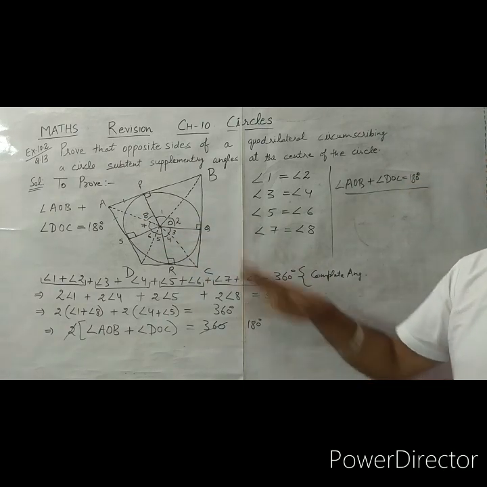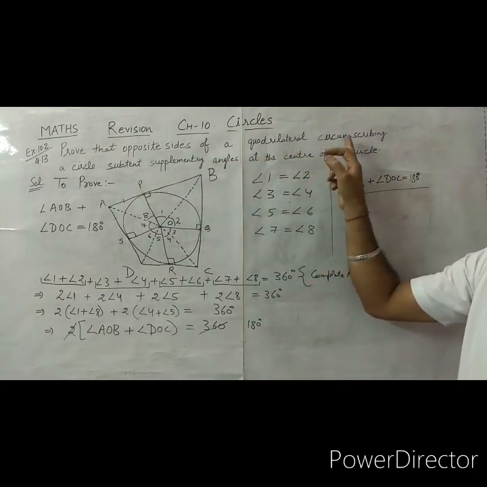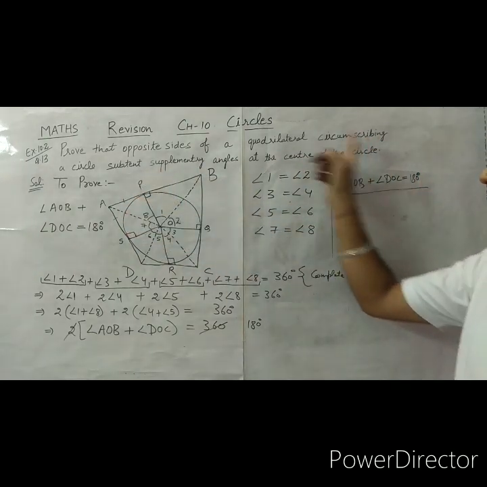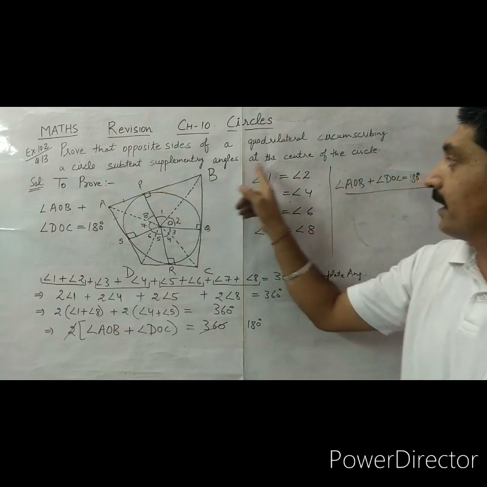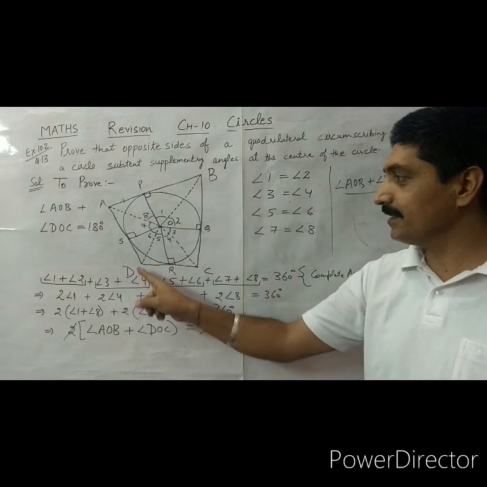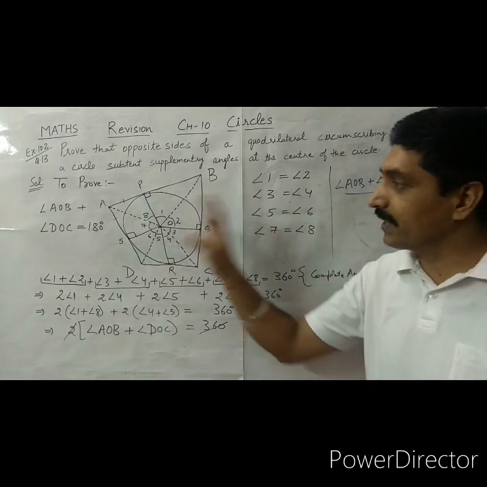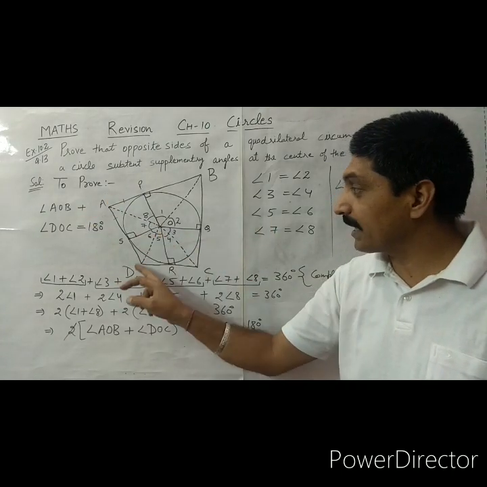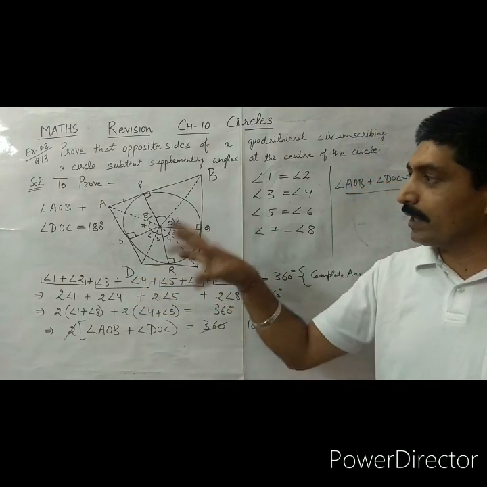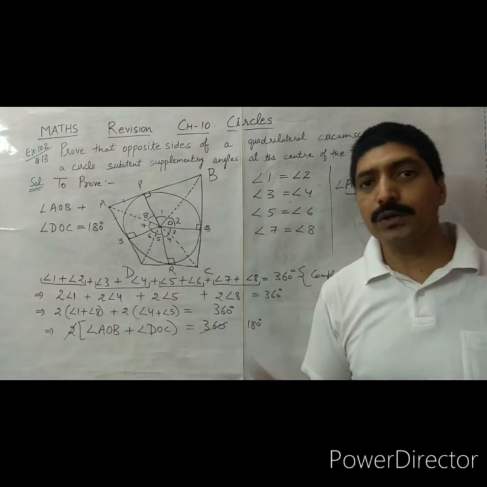So let's discuss again. Here we want to prove that the opposite sides of a quadrilateral circumscribing the circle subtend supplementary angles at the center of the circle. So here we have proved that angle AOB plus angle DOC is always 180 degrees. We can also prove that angle AOD and angle BOC is 180 degrees. You can prove whatever way you want to prove. So I hope this question is clear to you people.